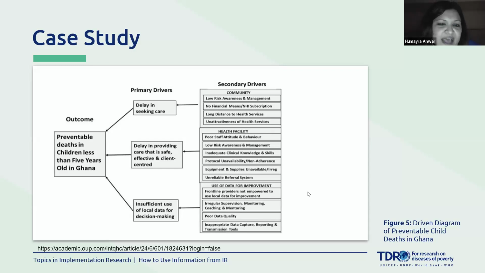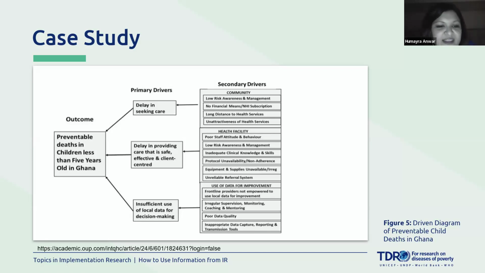So from this, I can share that there is low risk awareness and management. So we can again do a vaccination campaign, or we can train the staff so that they do not delay in providing care, isn't it?